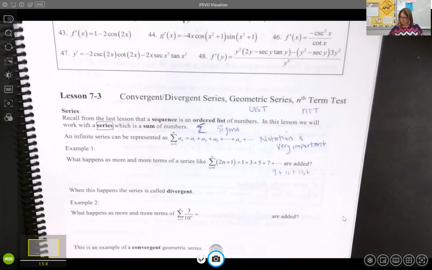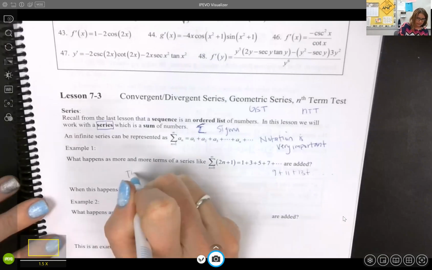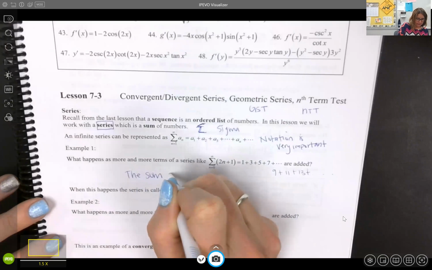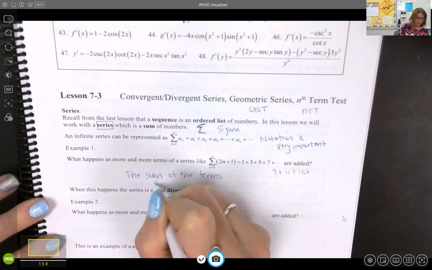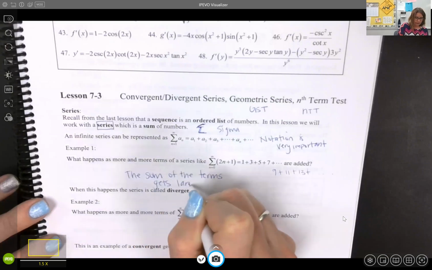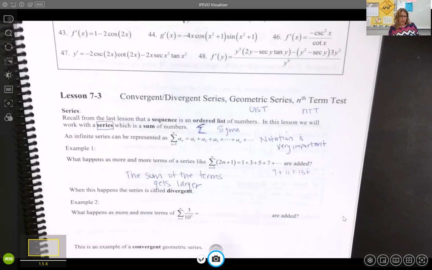So what that means is the sum of the terms gets larger. Okay, so as I add one term to the next, I'm going to get a bigger and bigger number. Okay, so if I add the 1 plus the 3, I get 4. And then if I add 4 plus 5, I get 9. And then 9 plus 7 is 16. And I'm going to keep adding more and bigger numbers. And so that sum is just going to get bigger and bigger and bigger, and it's going to go forever, right? So it's going to be a divergent series.